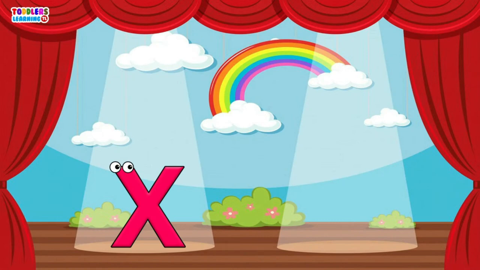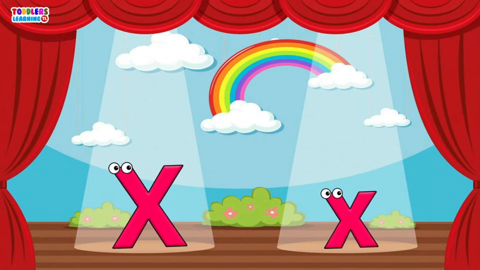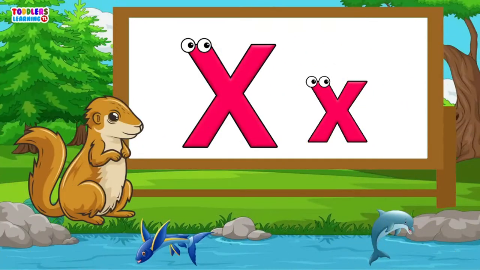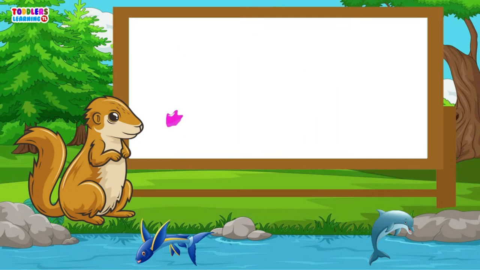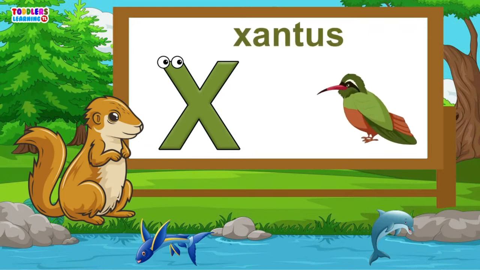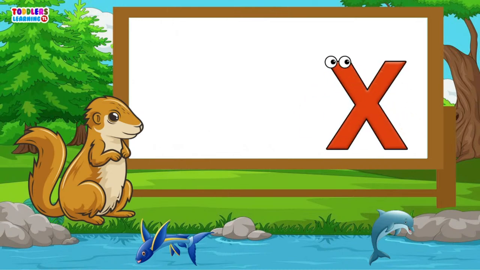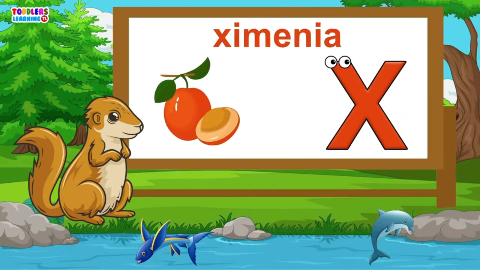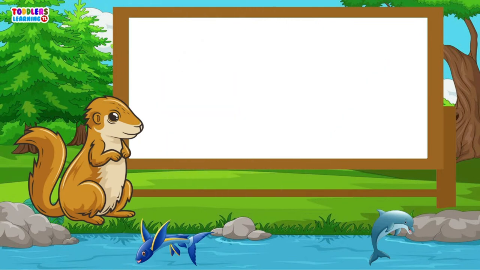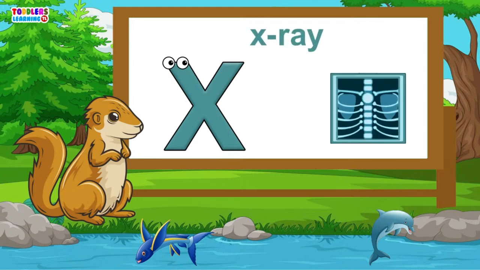This one is uppercase X. This one is lowercase X. Today we will learn different words that start with letter X. X. The sound of X is X. X for Xanthus. X for Xamania. X for X-ray.